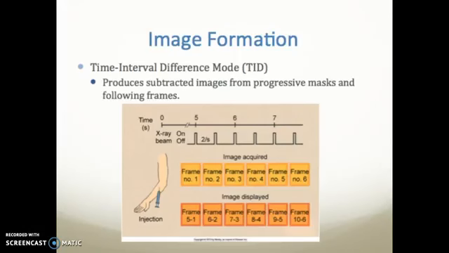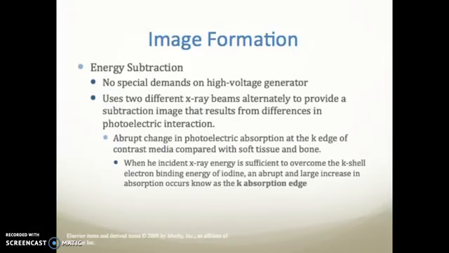Time interval difference mode produces a subtracted image from progressive masks in following frames, so it does each one at a time. Energy subtraction: no special demands on high voltage generators. It uses 2 different X-ray beams alternately to provide a subtracted image that results from differences in photoelectric absorption. So this is the most important part. It uses differences in energies to see photoelectric absorption.